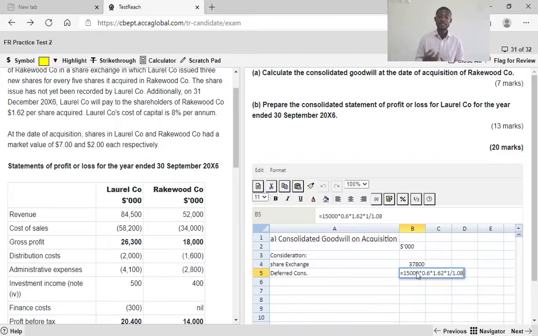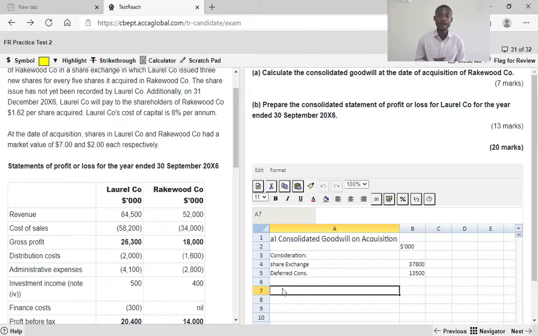And effectively raised to power 1 is the same. So if you want, just for the sake of it, you can say raised to power 1. That is to give you 1 year. If it is 2 years, it's raised to power 2, and so on. So we can enter to have the answer, and that is 13,500. Now the next thing, I'll leave a line in between, is to look for my non-controlling interest, NCI.